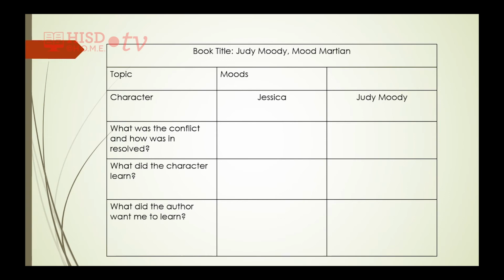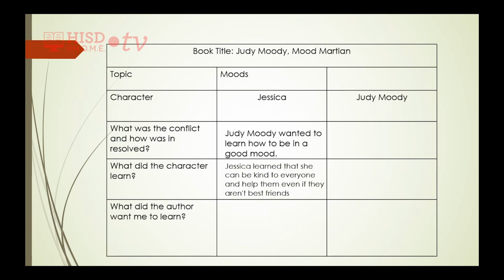When I'm thinking about this, I want to think about what the conflict in the story is and how it was resolved. What is it that the character learned? Because that's going to help me figure out what the author wants me, the reader, to learn. So I'm going to model this using the character of Jessica. The conflict in the story was that Judy Moody wanted to learn how to be in a good mood. That conflict led her to the character of Jessica. In the story, Jessica had to learn something. What she learned was that she could be kind to everyone and help them even if they're not best friends. Even though she and Judy Moody aren't the greatest of friends, she still was able to help her.